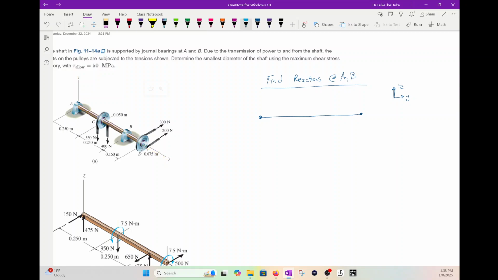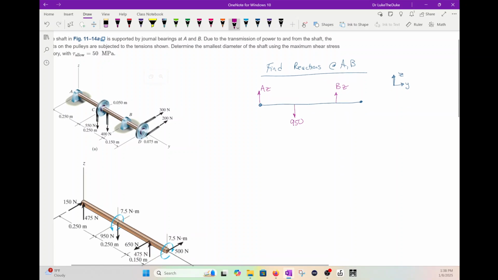Okay, so what do we have? Well, we have up, we'll call AZ. See how it's 550 and 400? Those actually add up. So that's 950. We have a reaction at Z, we'll call BZ. And then this 300 and 200 do not act in this plane. They're in the XY plane, and we'll do that here in a second.